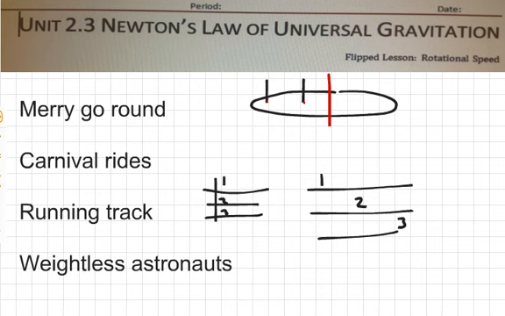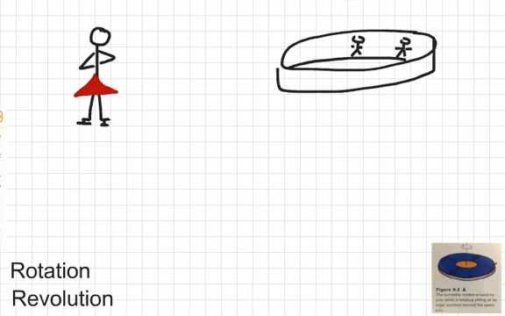Also, by the time we finish this unit, you'll understand what circular motion has to do with why astronauts seem to be weightless in space.